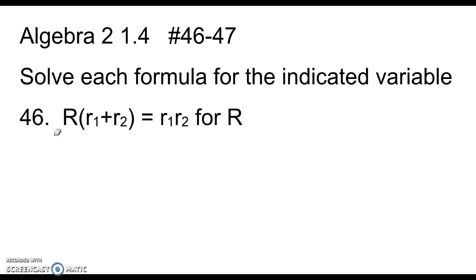So what we're going to need to do that is just like any other type of situation where we're trying to solve. I'm going to want to remove the other things with r. So in this case, that is the fact that it's being multiplied by r1 plus r2. So if I divide both sides by r1 plus r2, that's going to get my big R by itself.